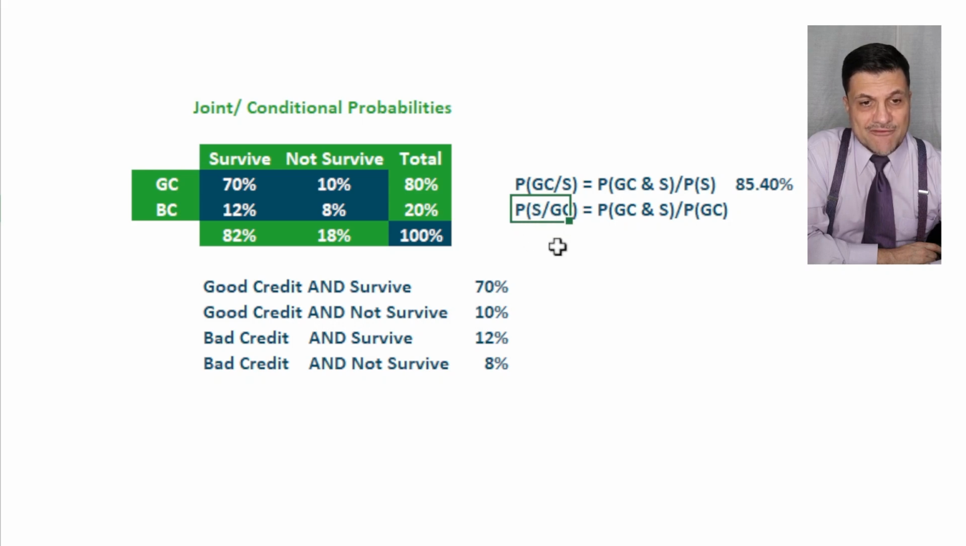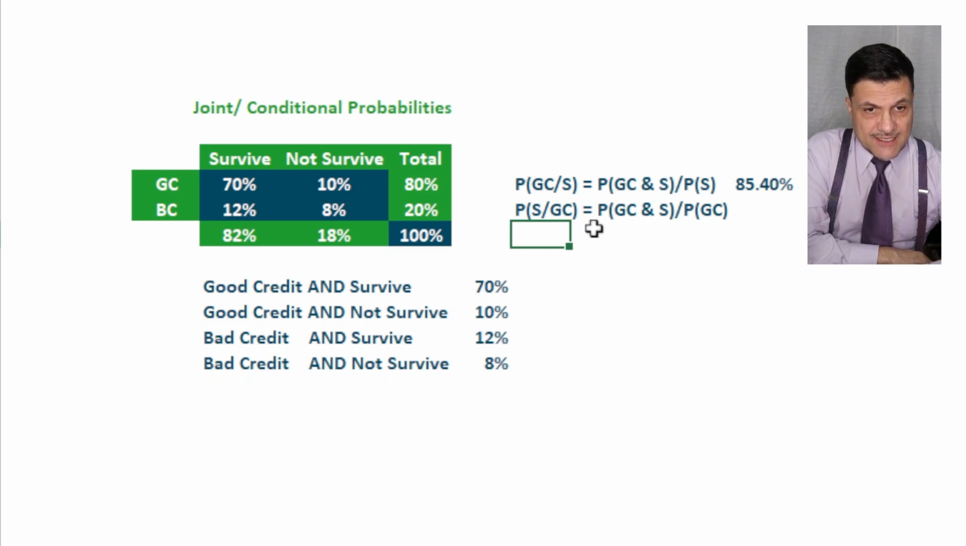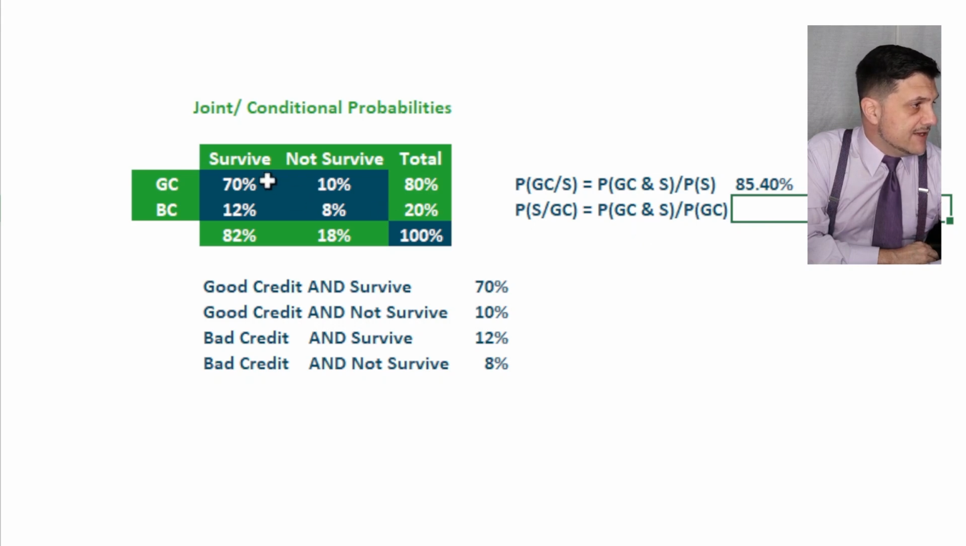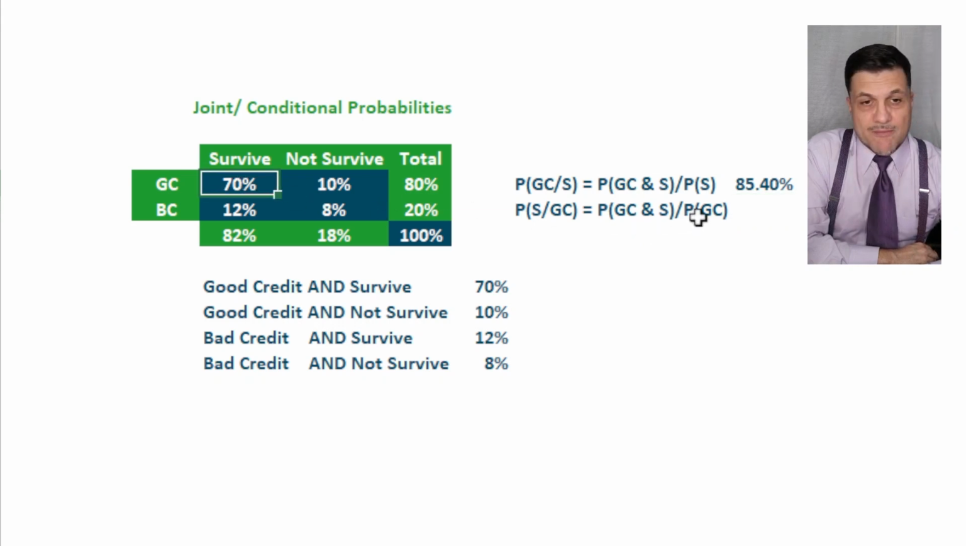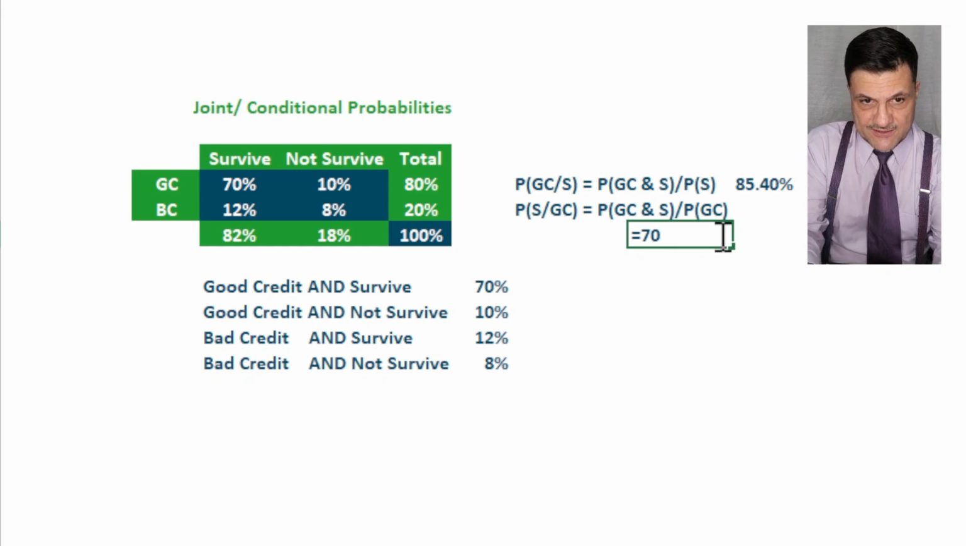Probability of survival given that has good credit, which is the opposite, right? So it's again the probability of both divided by the probability of having good credit, right? So probability of G and S combined. Look at that, given good credit and survive is again the 70%. And the probability of good credit is 80%, right? So the answer here will be equal to 70% divided by 80%. 0.7 divided by 0.8. There you go.